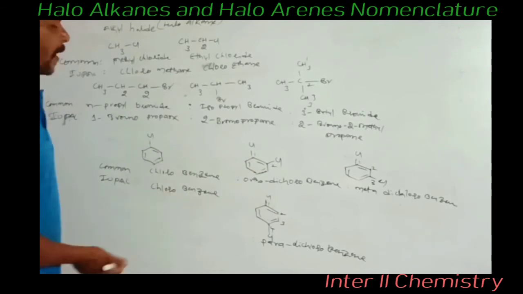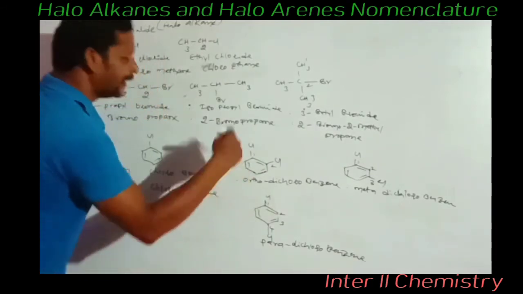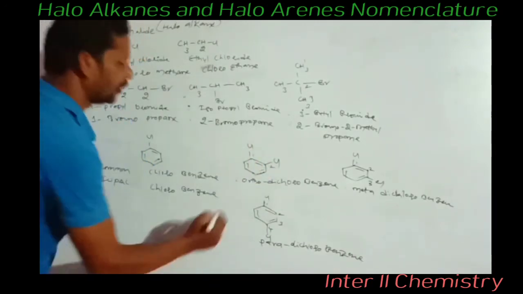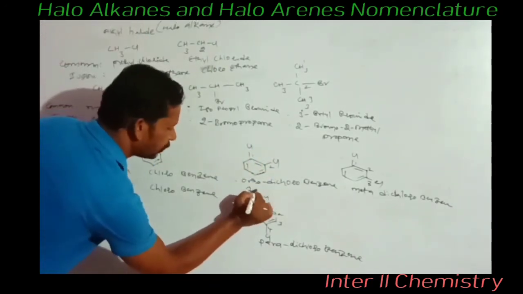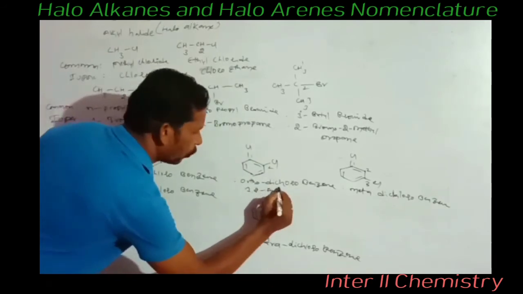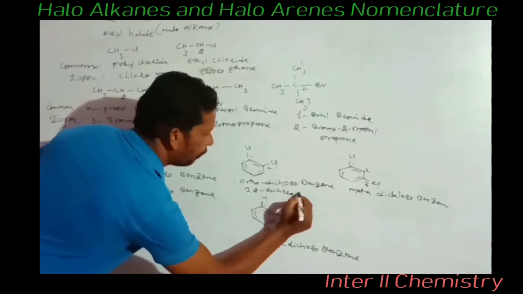So what is the IUPAC method? You have to give the numbers only. 1,2-dichlorobenzene. So it is the IUPAC method, 1,2-dichlorobenzene.